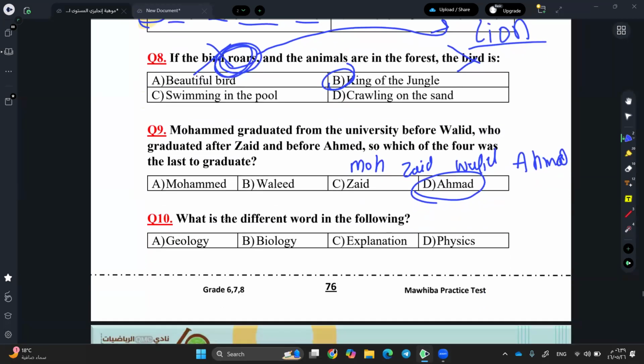Okay. Question number 9. Muhammad graduated from the university before Walid. So Muhammad graduated before Walid. Here is one. Okay, so Muhammad first. Who's graduated after Ziyad? So Walid after Ziyad. So here's Ziyad. After him, it's going to be Walid. And before Ahmed. So Walid. Here, Walid graduated before Ahmed, right? So the last one graduated will be Ahmed. Okay? All of you understand? Do you understand these questions?